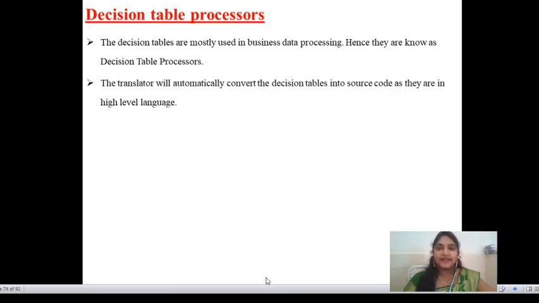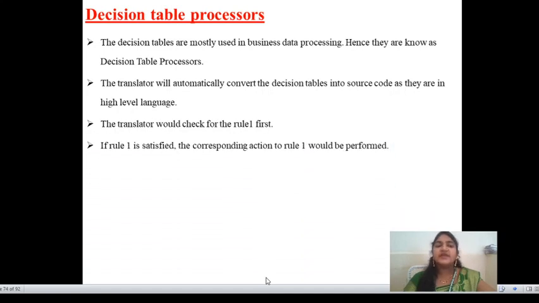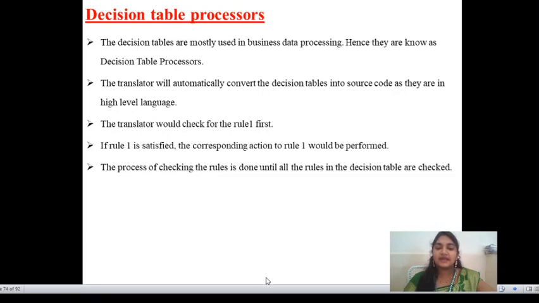In some business organizations, they need to convert the decision tables, whatever conditions and actions are to be performed, into source code in a high level language. That is the way to define the decision table, and the translator would check the rules first. If rule 1 is satisfied, then the corresponding action of rule 1 is performed. The process of checking rules is done until all the rules in the decision table are checked.